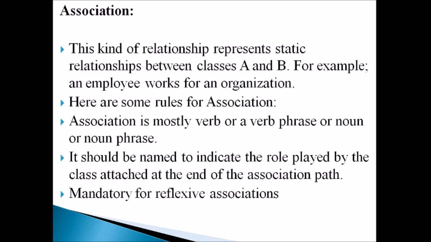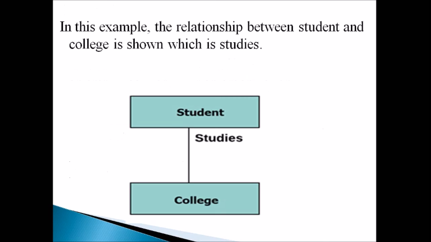It should be either one of these, and it should be named to indicate the role played by the class which is attached at the end of the association path. Okay, if there is a path given to the association, then the end of the class should indicate the role played by it. And the reflexive association is compulsory. Reflexive association is nothing but the association from a class to itself. That is a must in this association. You can see the association in this example where student is associated with college for studies. Here the association is studies.